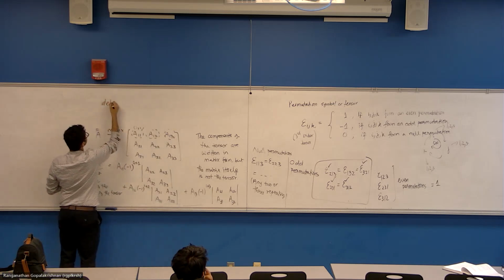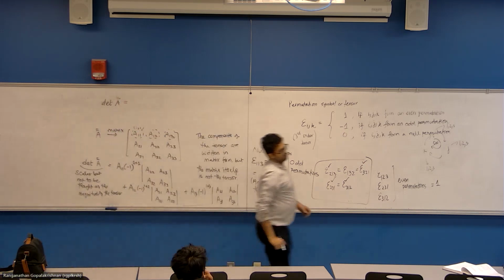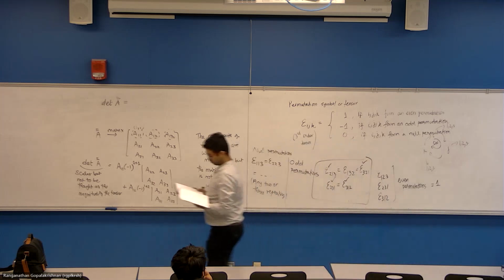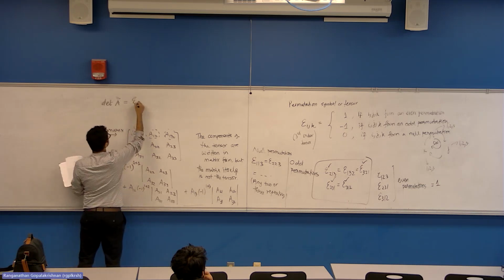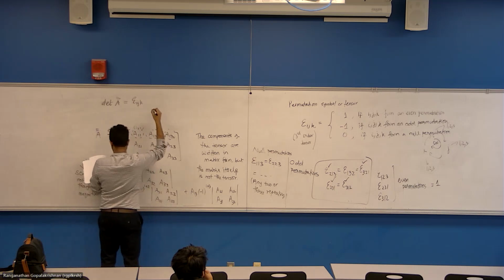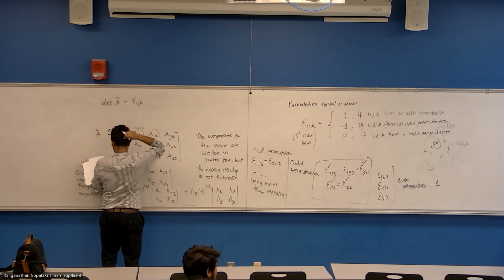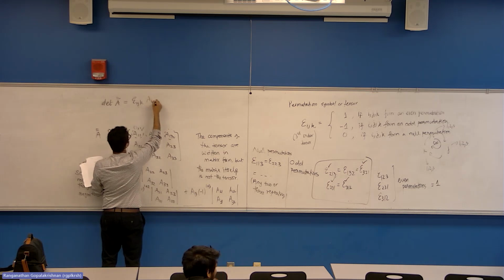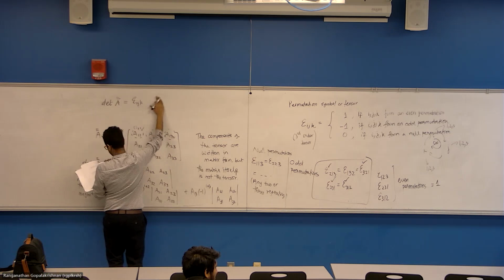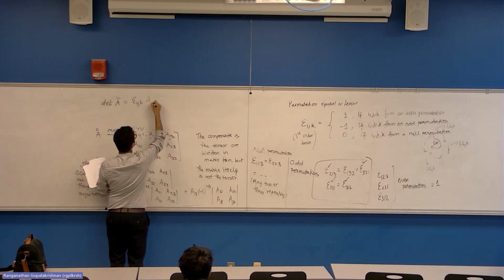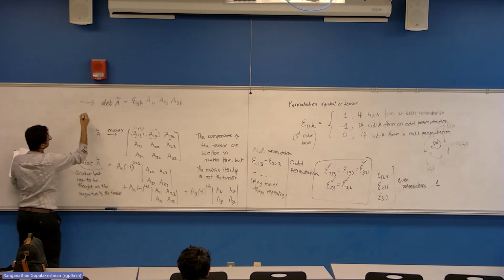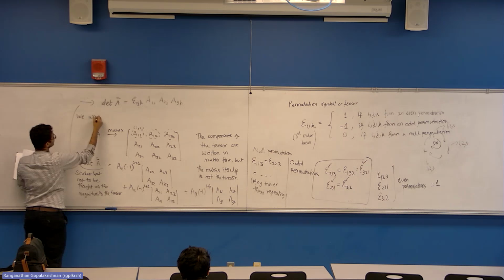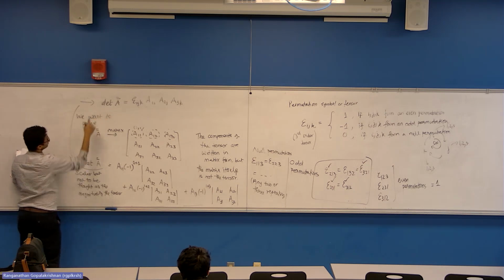So determinant of A is equal to epsilon ijk A1i, A2j, A3k. I'm giving you this expression, and then we want to prove that these two expressions are equivalent.